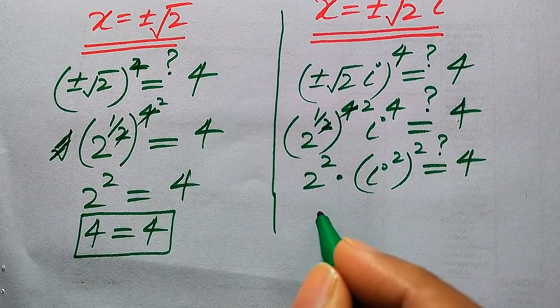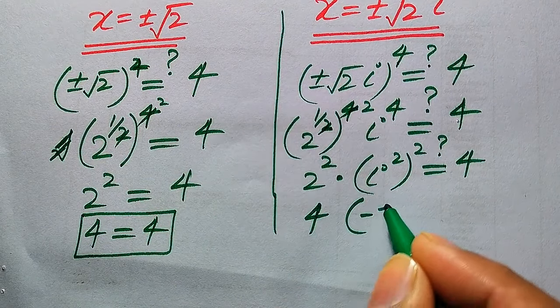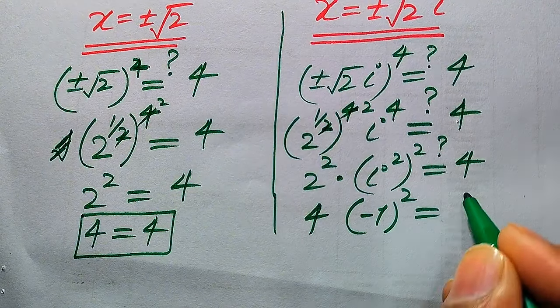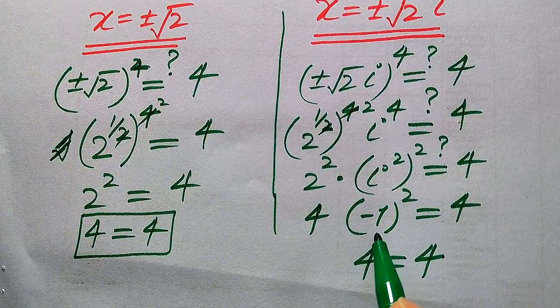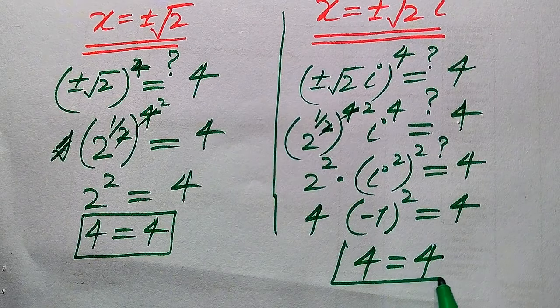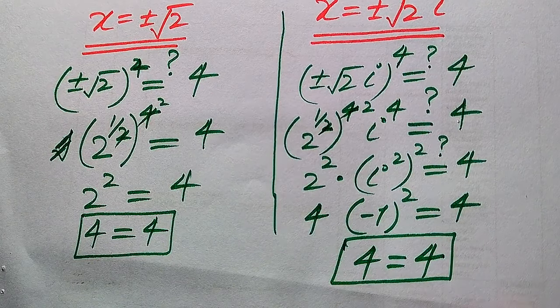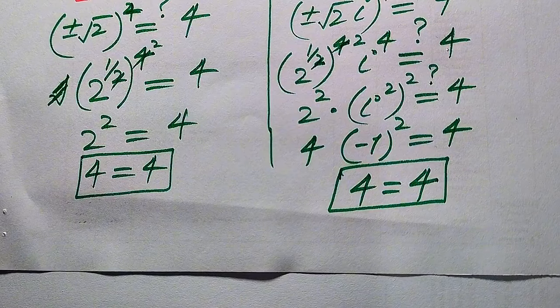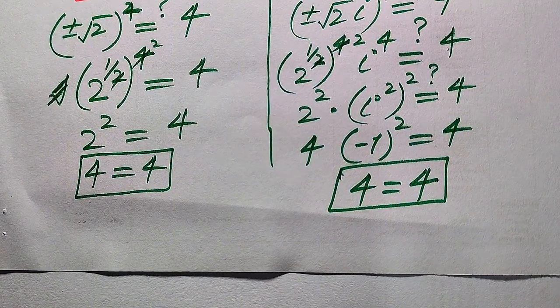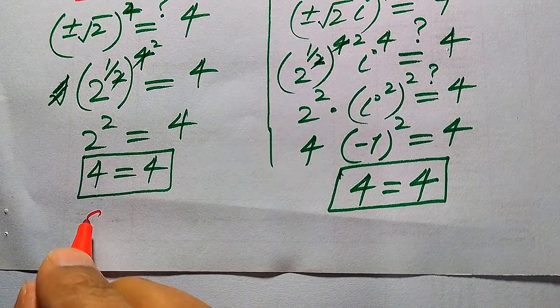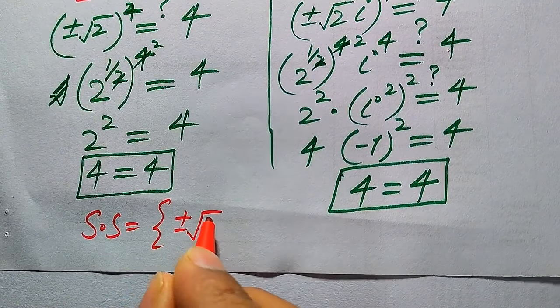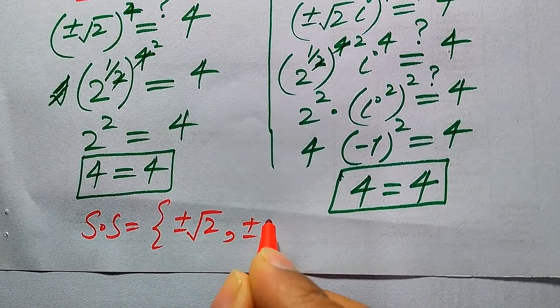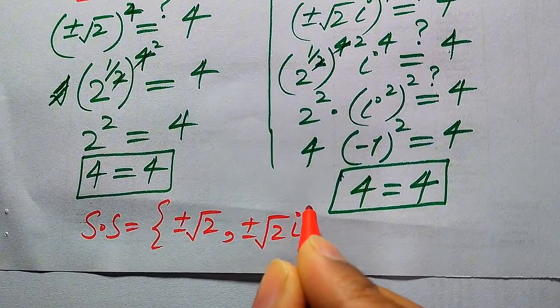So you get 2 squared becomes 4, and iota squared equals minus 1, squared, and we easily obtain 4 equals 4 because minus 1 squared becomes plus 1. So this again shows that both sides are equal. So here we finally conclude that the solution set of this problem is plus or minus square root of 2 and plus or minus square root of 2 iota.